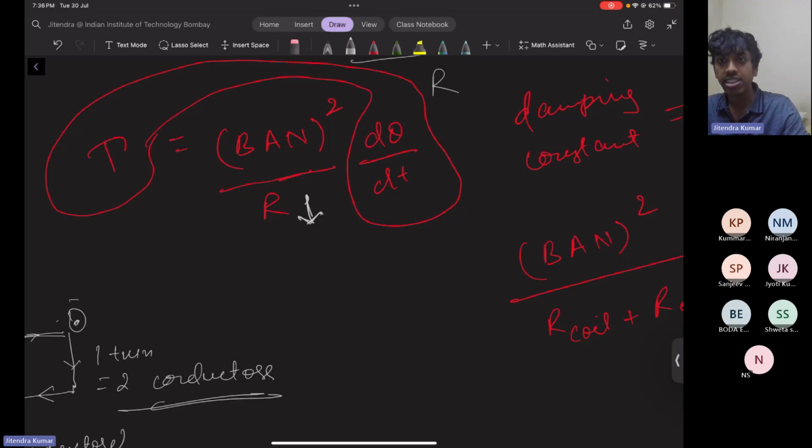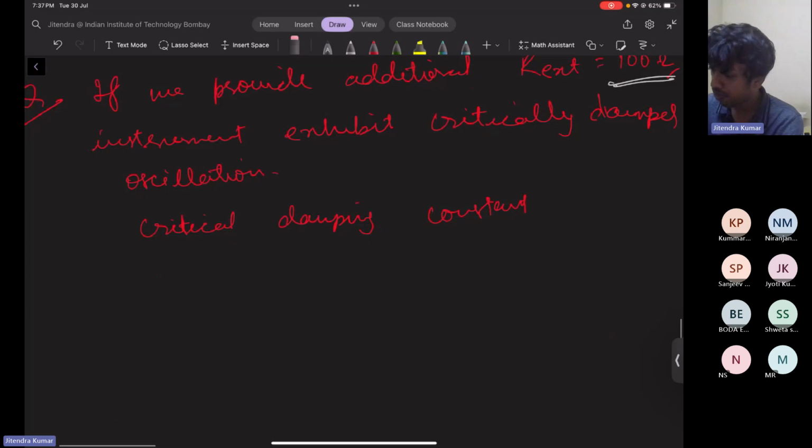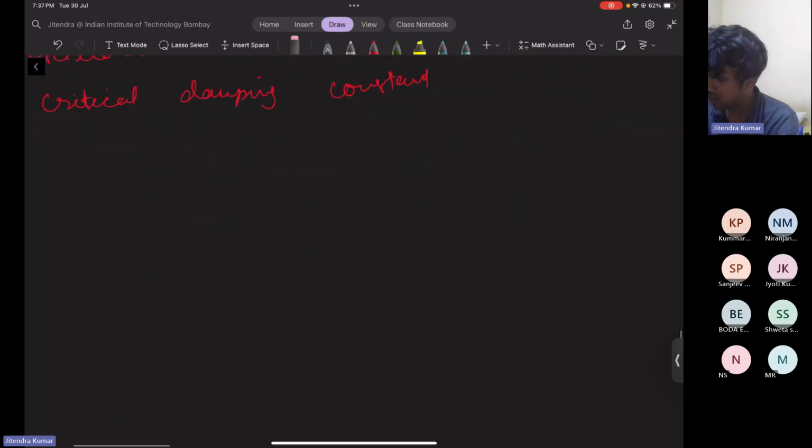Anyone else have a different opinion? Exactly, it will be over damped. This will be over damped because the damping torque value is higher than the critical damping torque. As I mentioned while deriving this expression as well, when the value of resistance reduces, this torque will be higher than the critical damping torque. So it will be over damped.